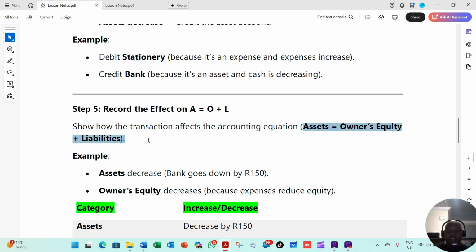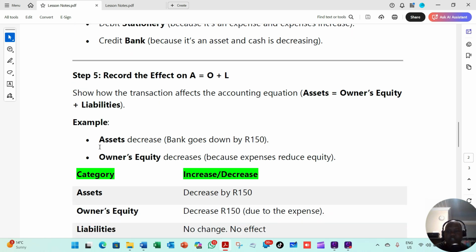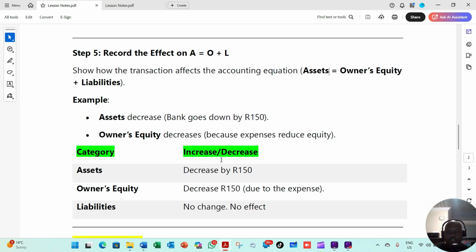Like I said, your accounting equation is actually your income statement and balance sheet. So when you know where to classify accounts on your accounting equation, you will obviously know how to classify them in your financial statements, income statement and balance sheet. So the last step is to record the transaction. And then you say that an asset decreases by 150 and owner's equity decreases also by 150, so that your accounting equation balances.